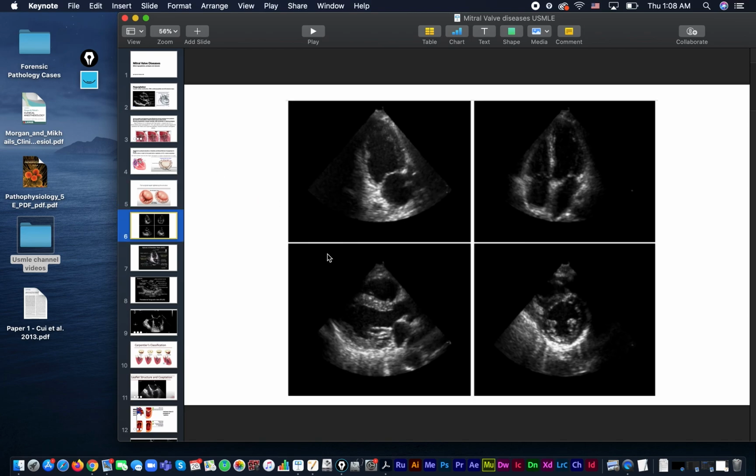Now, before we get going, let's just do real quick basics. This is the apical 2 chamber, top left. Apical 4 chamber is top right.